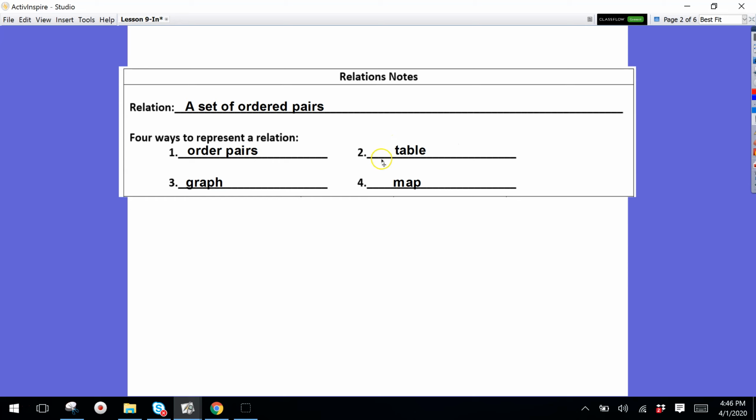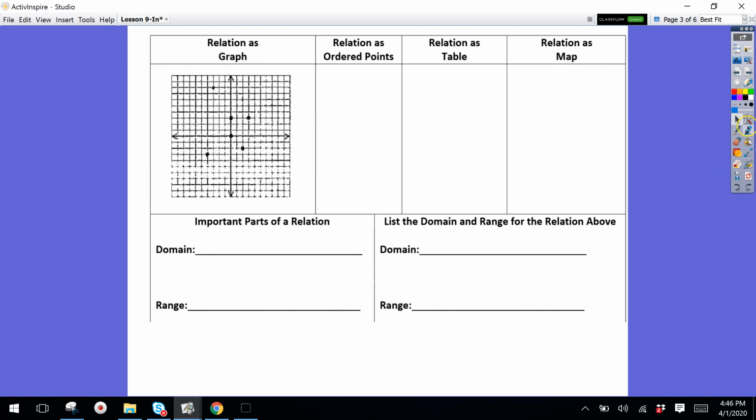One way you can represent a relation is by giving a set of ordered pairs. Another way, you can take those ordered pairs and make a table. Another thing you can do is take that table and graph it. And then lastly, you can make a map, and we're going to talk about what a map looks like. So basically this is a relation right here because I have a couple of ordered pairs. So it's a relation in terms of a graph.